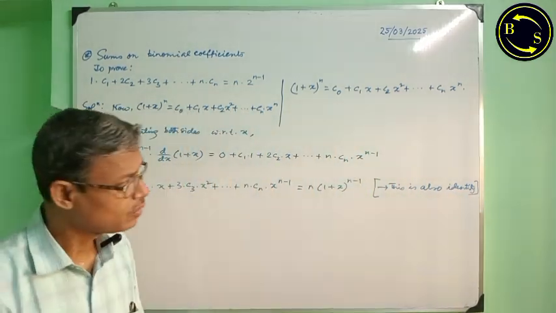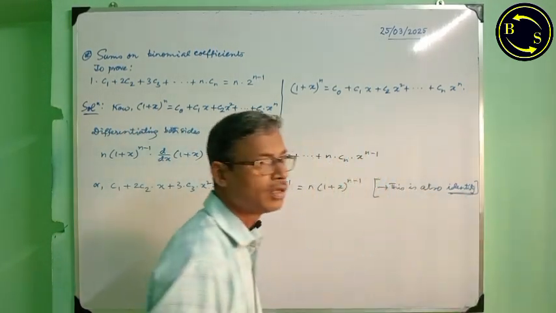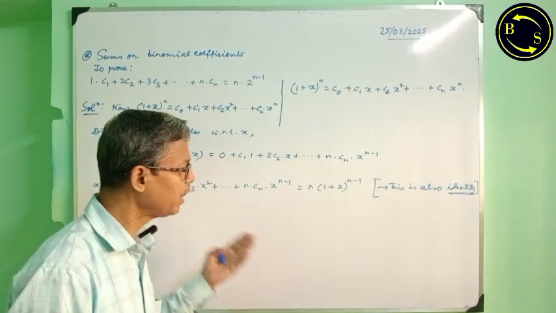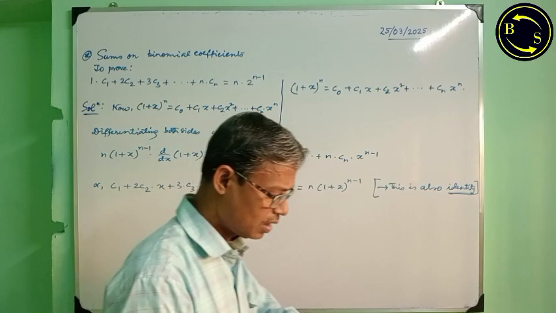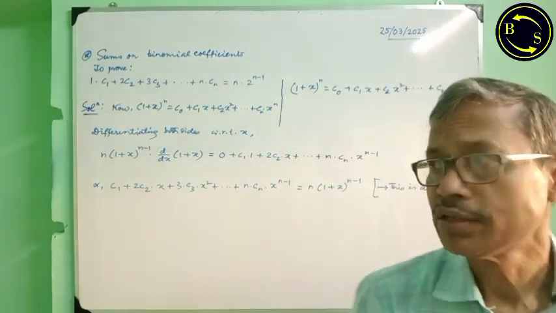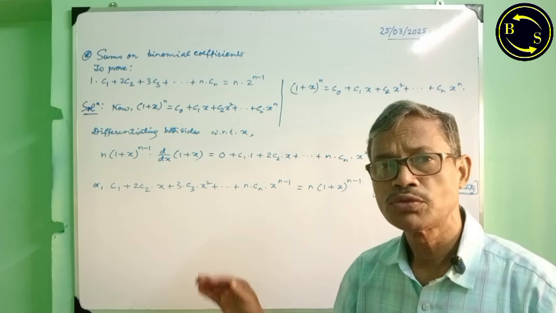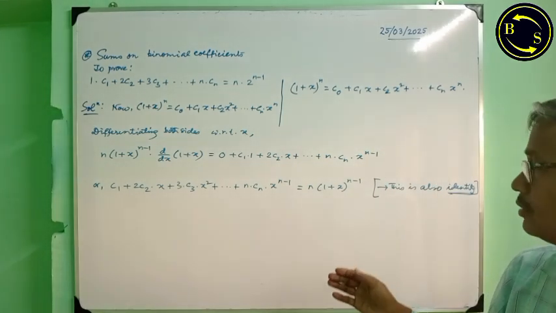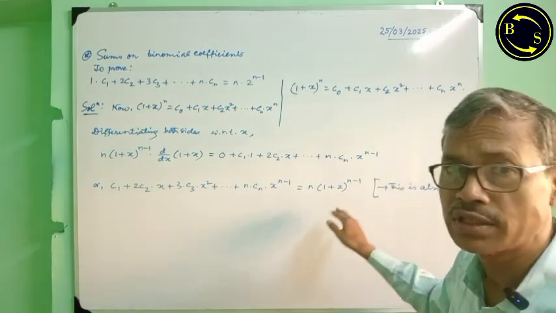I suggest students, you must mention this thing. As it is an identity, we can put any value for the variable. The meaning of identity is that for any real value of the variable concerned, the values of both sides will be equal. We have to use that concept. That is why we must mention that.